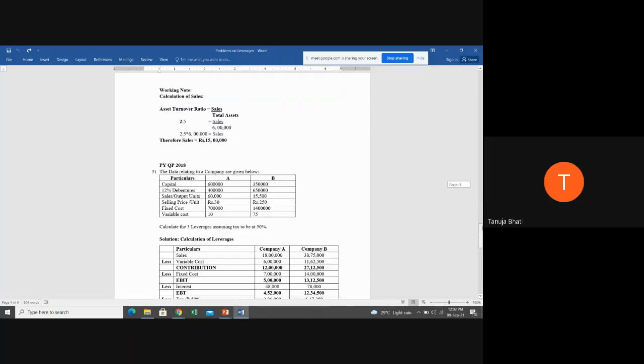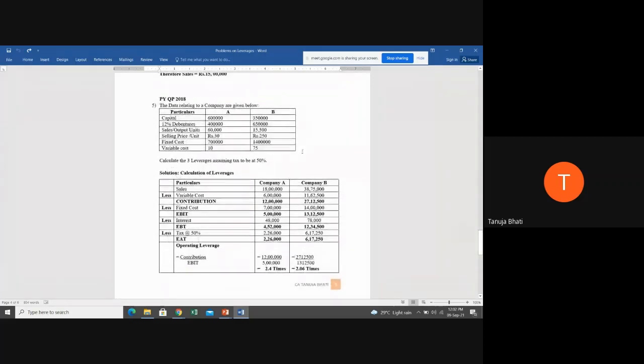Now let us move ahead to problem number 5. This is from the previous year question paper 2018. Why I'm solving the question papers is so that you all will get a rough idea as to what type of problems will fall in the exam.